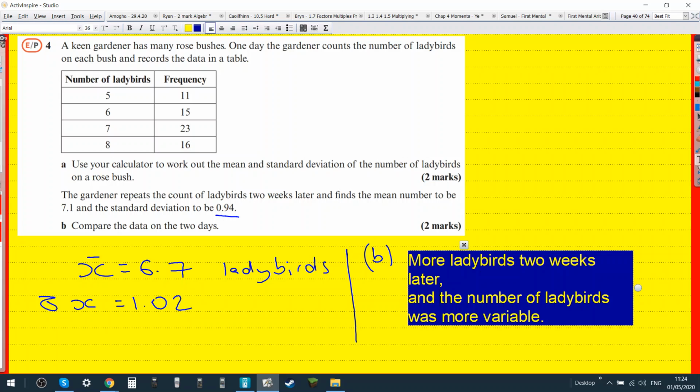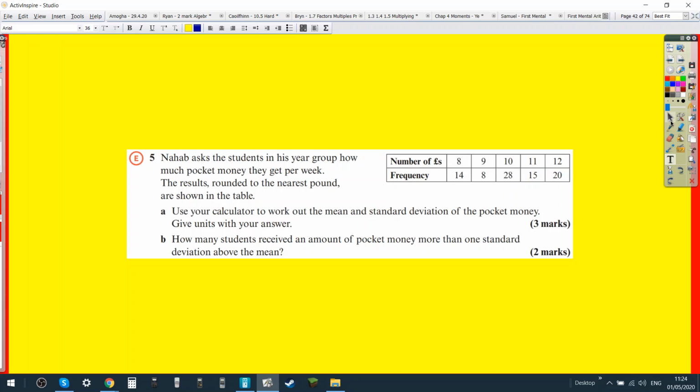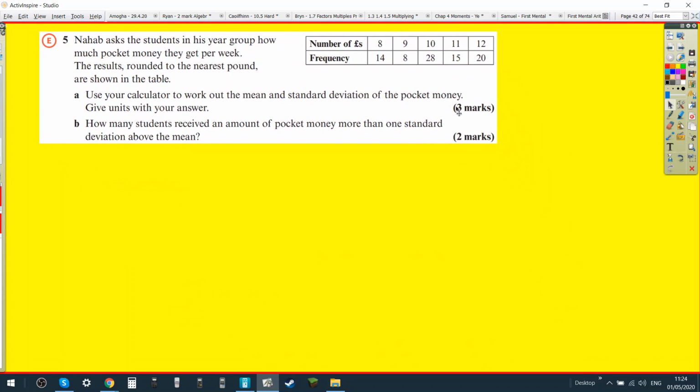And the number of ladybirds was less variable, so it was consistently more. So it was more variable two weeks ago. Okay, any questions about that? No. Yeah, so it's just comparing average and spread. I mean, it is literally comparing average and spread, just a different average and a different spread.